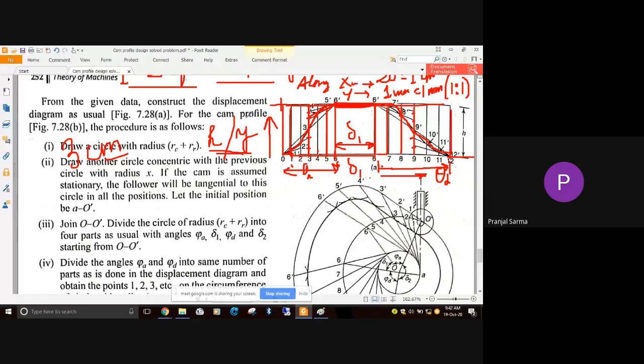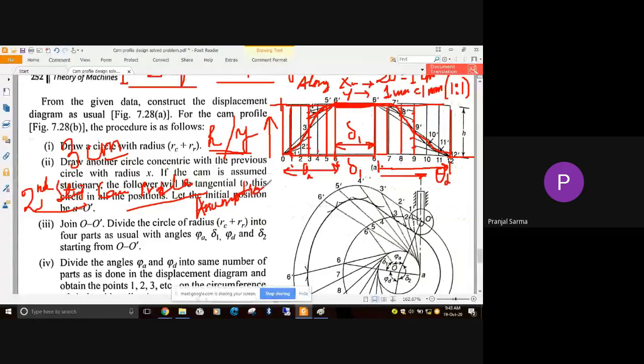Okay, so now our next task, the second step, is to draw the cam profile. You will mention the second step, draw the cam profile. Now in this particular case you have to mention the assumptions. So in the second step you mention the assumptions. So what are the assumptions?